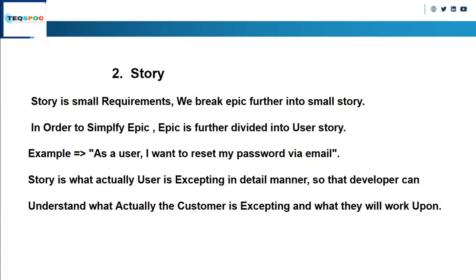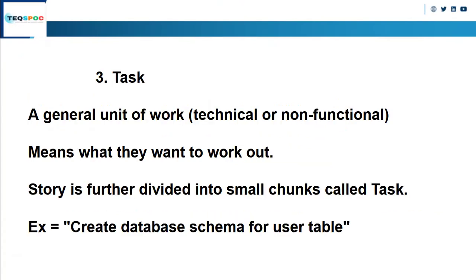Story is what a user is actually expecting, in a detailed manner, so that a developer can understand what the customer is expecting and what they will work upon. Basically, a user story is written in such a format that a developer, on reading it, can understand, oh, this is the thing I have to develop. Like, as a developer, I have to create a form so that I can save the user detail. Now further the user story will be divided into tasks and subtasks.